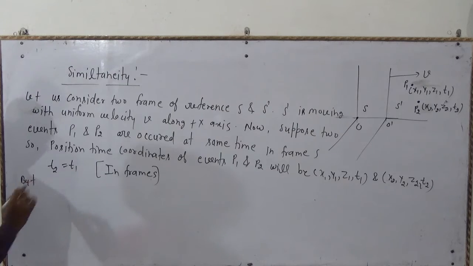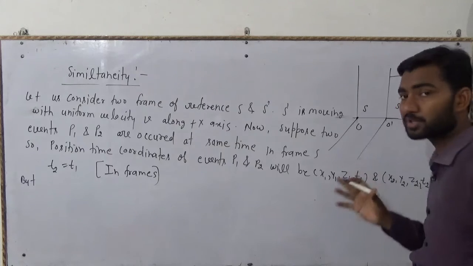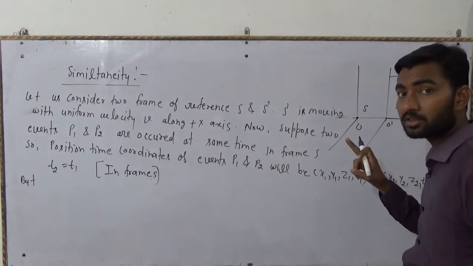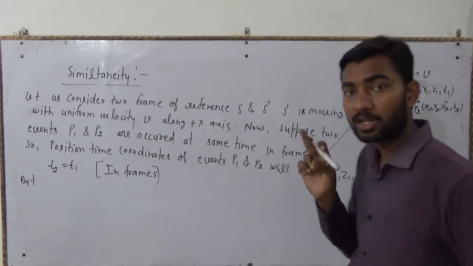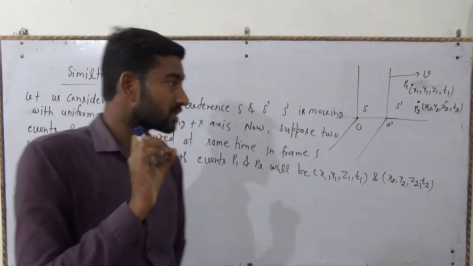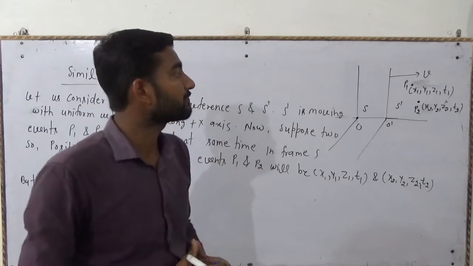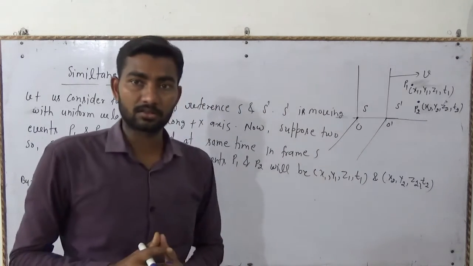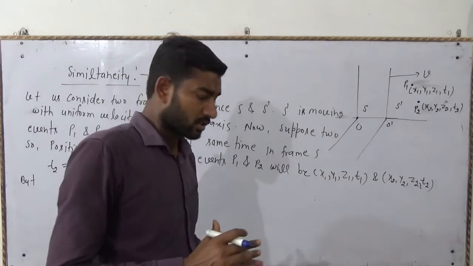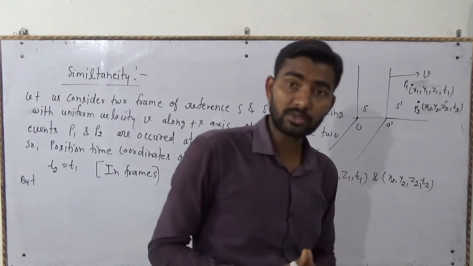But friends, as we have told you, we have assumed that the frame of reference S dash is moving along the positive x-axis with uniform velocity v. So according to the Lorentz transformation equation, if the frame S dash is moving with uniform velocity v, then the time coordinates will not be the same, and here we will observe the value of time for these two events.